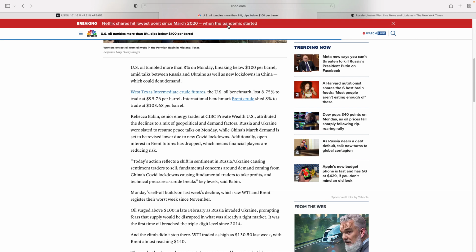And just looking at this headline here, catching my eye, Netflix hit its lowest point since March 2020, when the pandemic started. Another indication that the stock market is going to hit low prices, ladies and gentlemen. I don't care who says what, it's back to coronavirus part 2 for us over here.